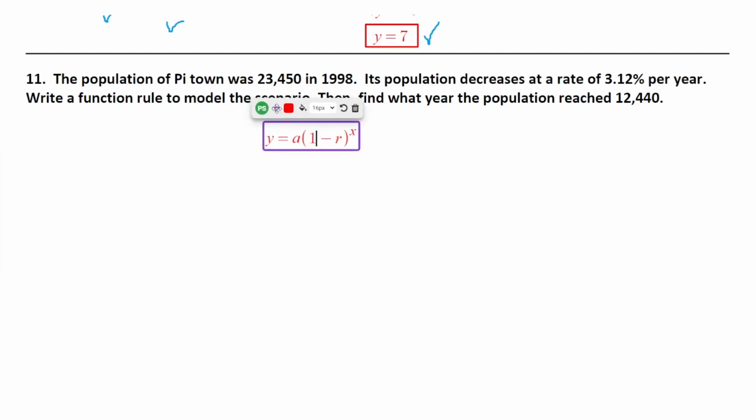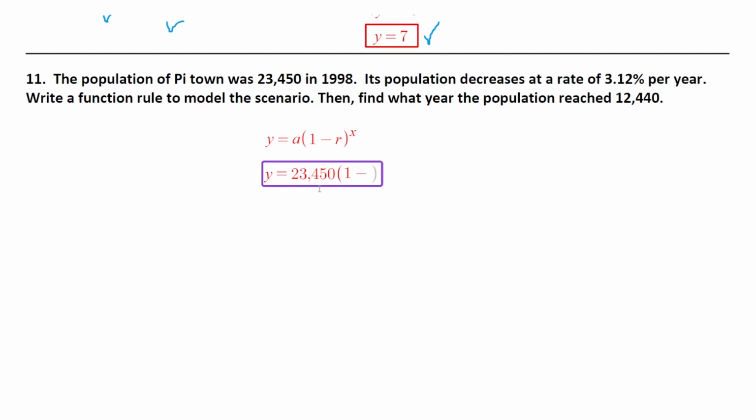So the initial population in 1998 was 23,450. The rate of decrease was 3.12%, so that'd be minus 0.0312. And so here's our function rule. Okay, that's the function rule.